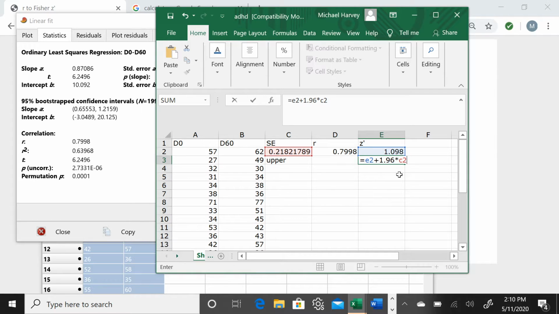Okay. That should give us our upper Z value. Now the lower Z value, we just subtract those two things. So this is equal to E2, minus 1.96 star C2.